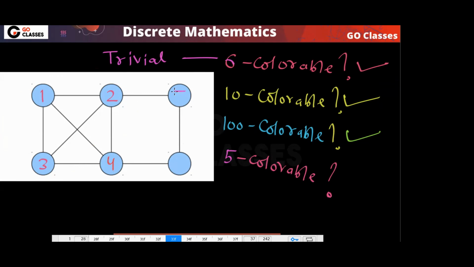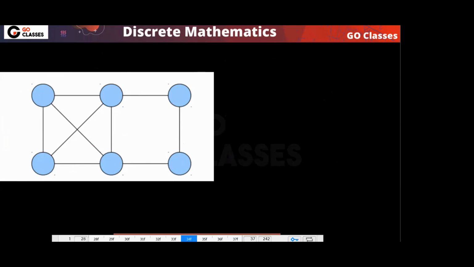Now I can give color number 5 here, and can I reuse color number 2? Yes. So this is 5 colorable. So this graph is 5 colorable. Is this graph 4 colorable? Can we color this graph using 4 colors?